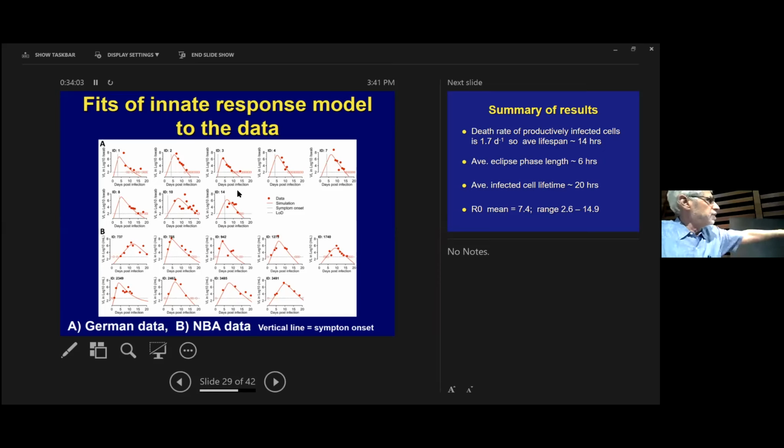And then the bottom is the NBA data, and for reasons I don't really understand, they never asked people when they started feeling symptoms. They just never asked that question. So they did say something about at some point they were symptomatic, but we don't know when symptoms occurred, and their data is very, very scarce. And we're analyzing, at least based on whether they were symptomatic, but that analysis isn't totally finished yet.